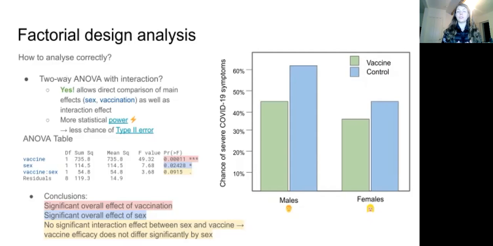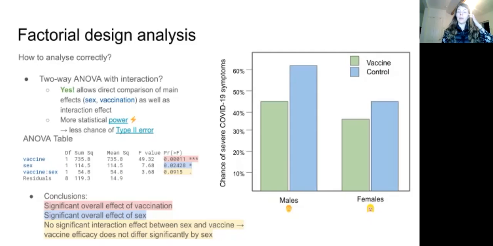Instead, it's better to use a two-way ANOVA with interaction. Why? Well, this lets us estimate both the main effects of the model, that is sex and vaccination, by themselves, but it also lets us directly estimate the interaction effect between these two factors. Furthermore, this approach gives us more statistical power. That is to say, we've got a greater chance of correctly rejecting a false null hypothesis by using this approach. I think we'll come to the concept of power more in a later session, but essentially this is the concept that relates to factorial designs being more efficient.